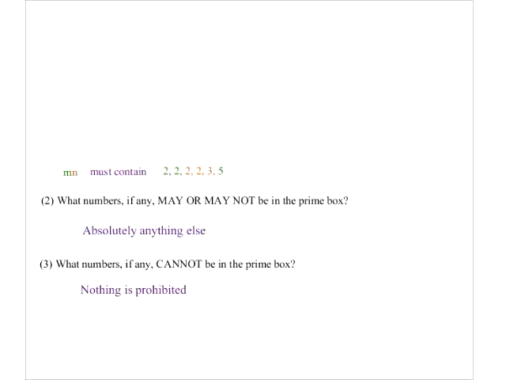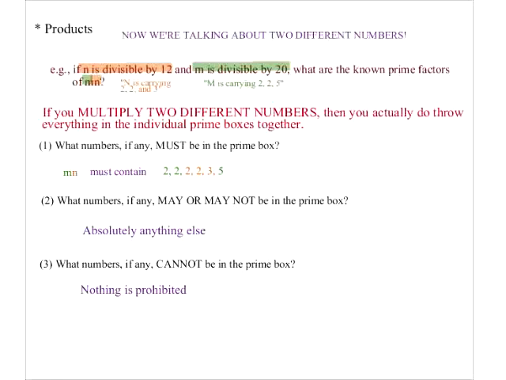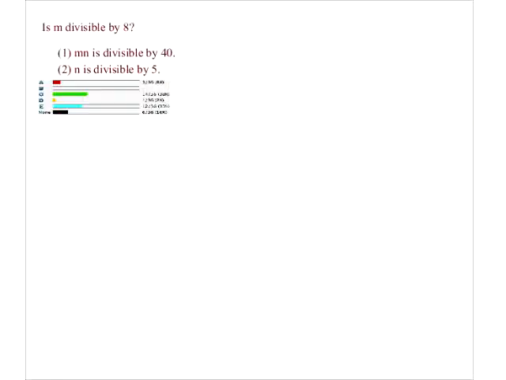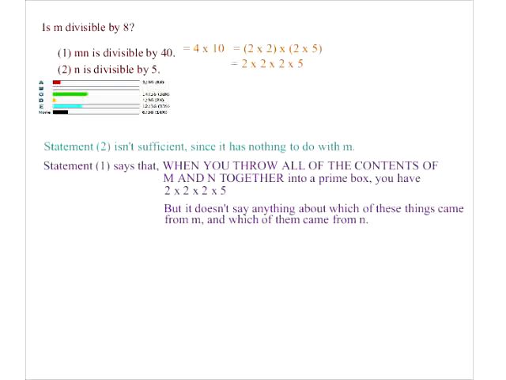Like if I just told you this, it's very possible that m could contain all of these numbers and that n has nothing. I mean, n could be 1, or n could just be some random number. So, keeping that in mind, statement 1 is not sufficient. But if we have them together, let's take a look at them together.